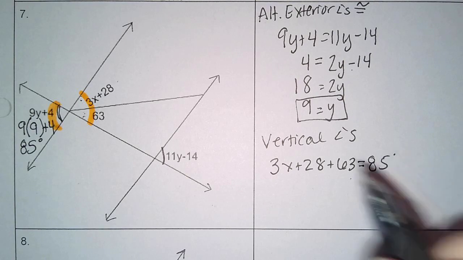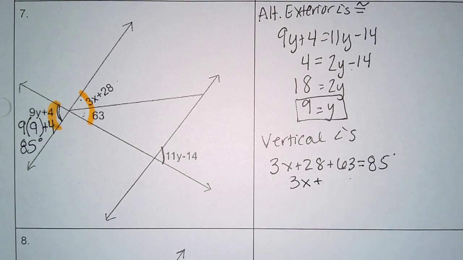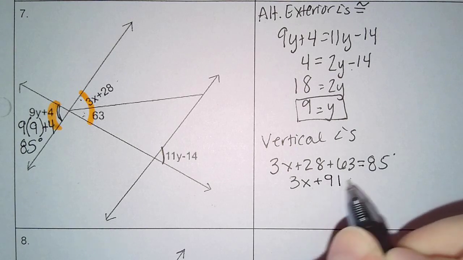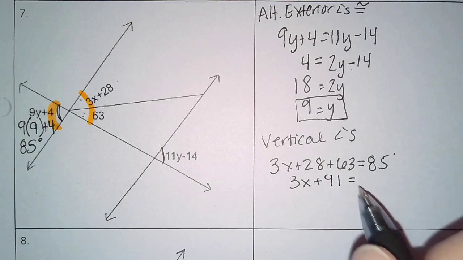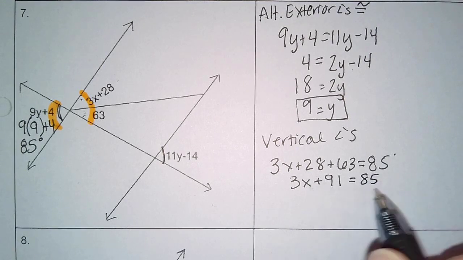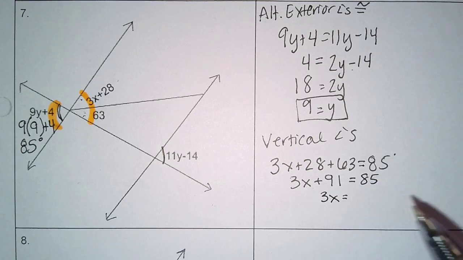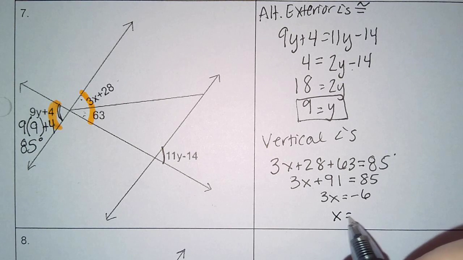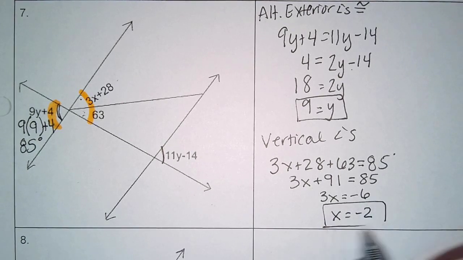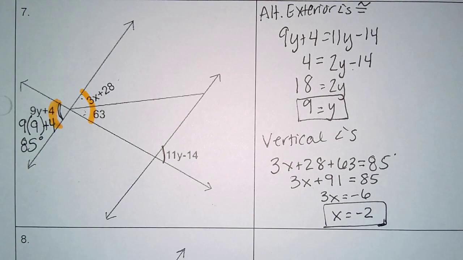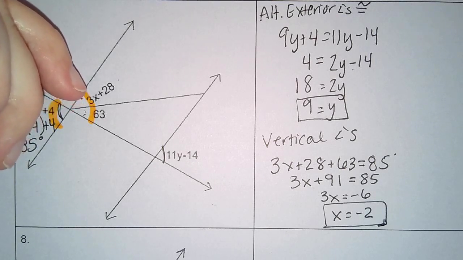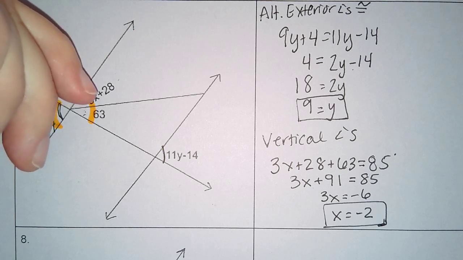Combine my like terms. So 3x plus what's 28 plus 63? 91 equals 85. Subtract 91 on both sides, so 3x equals -6. Divide by 3 on both sides, so x equals -2. Again, it's okay if our variable is negative as long as when we plug it back in, we still get positive. So 3 times -2 is -6. -6 plus 28 is 22 degrees.